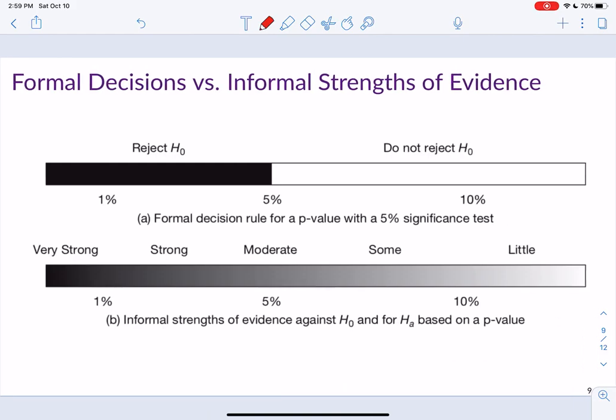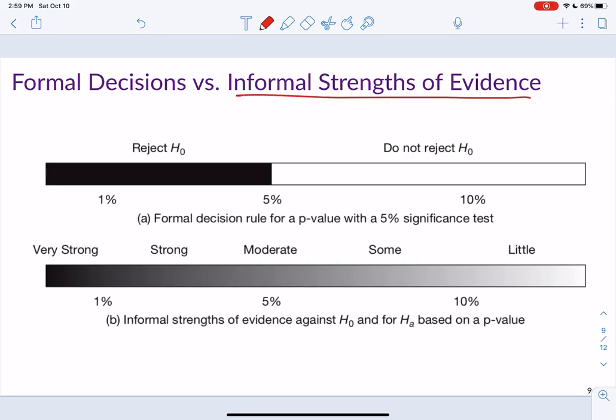Now, a more nuanced and arguably better approach than making this dichotomous decision of reject or do not reject the null hypothesis, sorry, I do not mean the alternative, I mean the null hypothesis, because remember, we never reject or not reject the alternative, I just misspoke, is to consider the p-value as a measure of informal strength of your evidence.